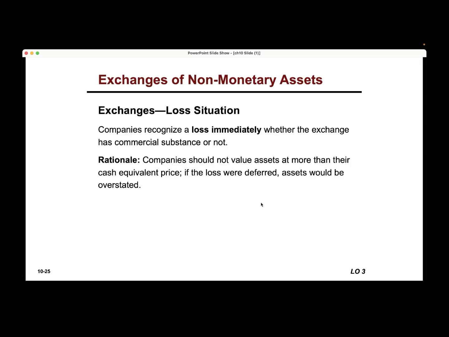Okay, now why is that? It is pretty simple. If a company waited to record the loss, it would make the value of the asset look higher than it really is. So, by recording the loss immediately, we make sure that the asset is shown at its correct value, the amount you could actually get for it if you sold it for cash. And this prevents a company from overstating or inflating the value of the asset.